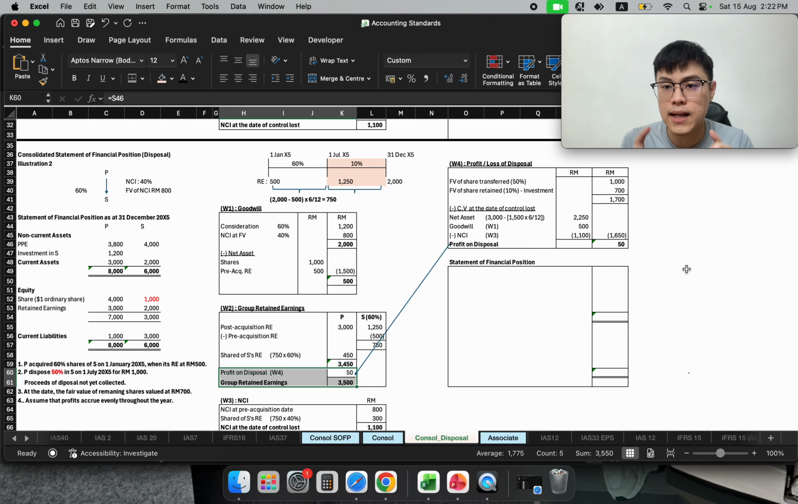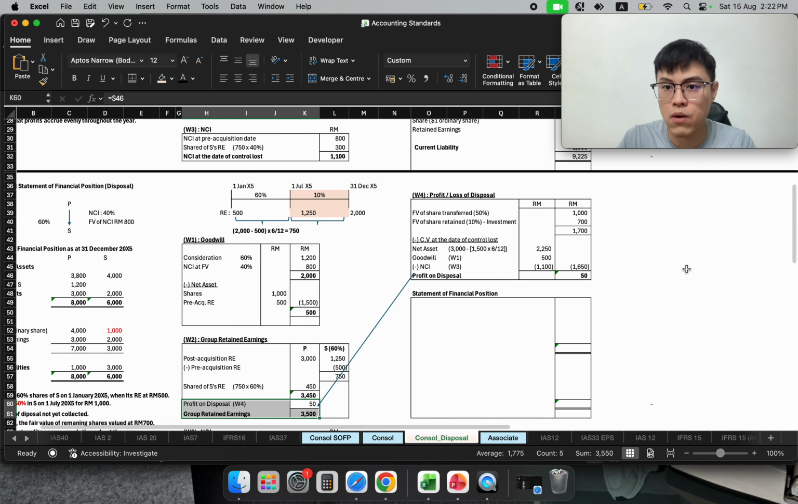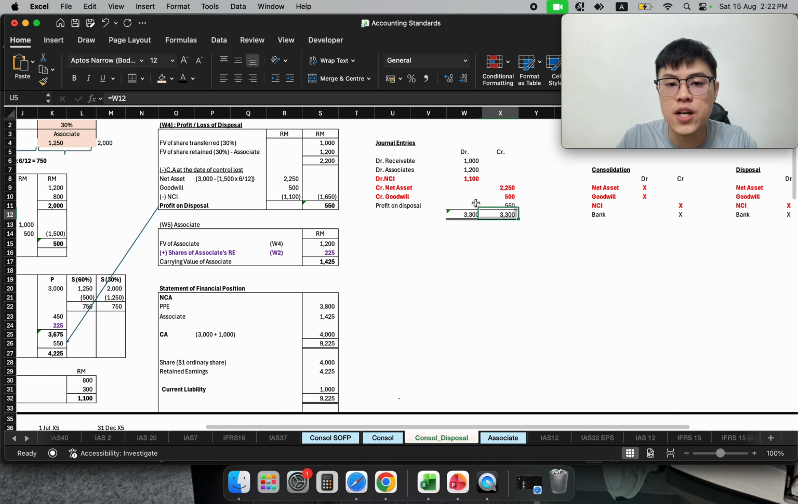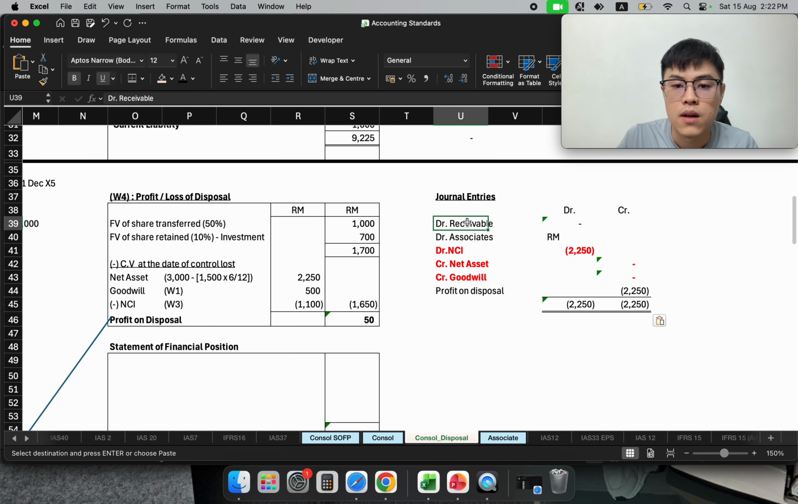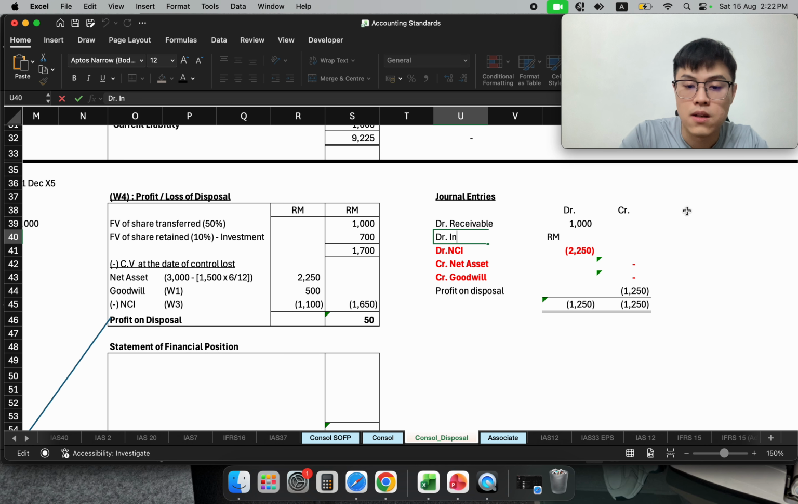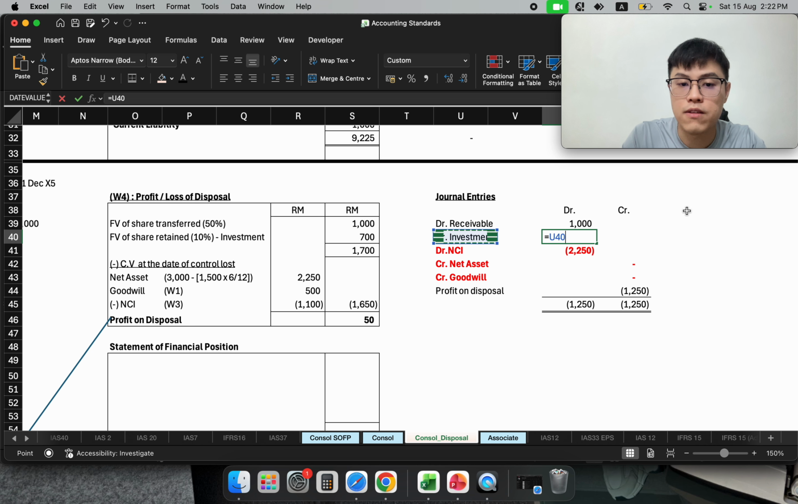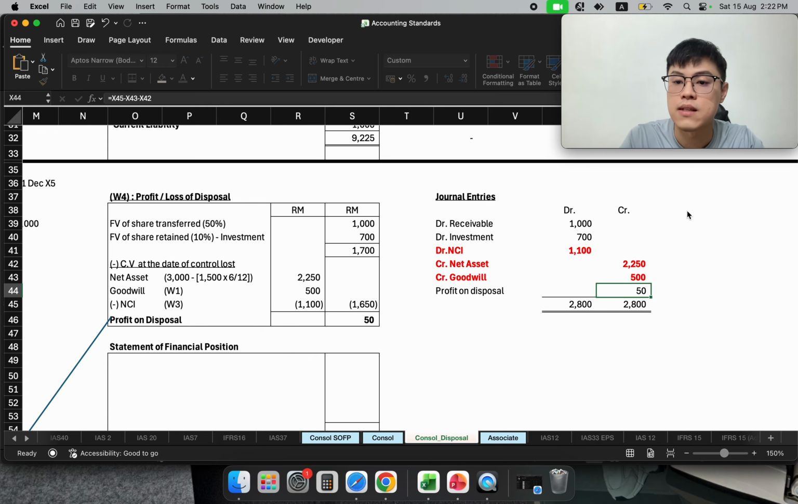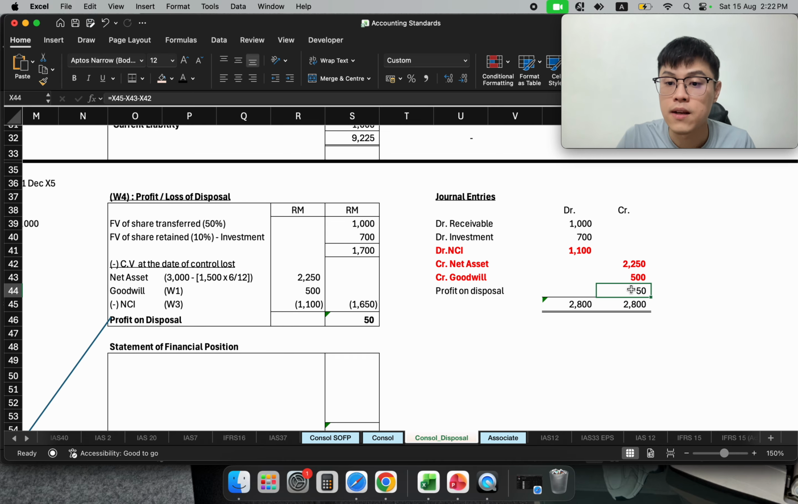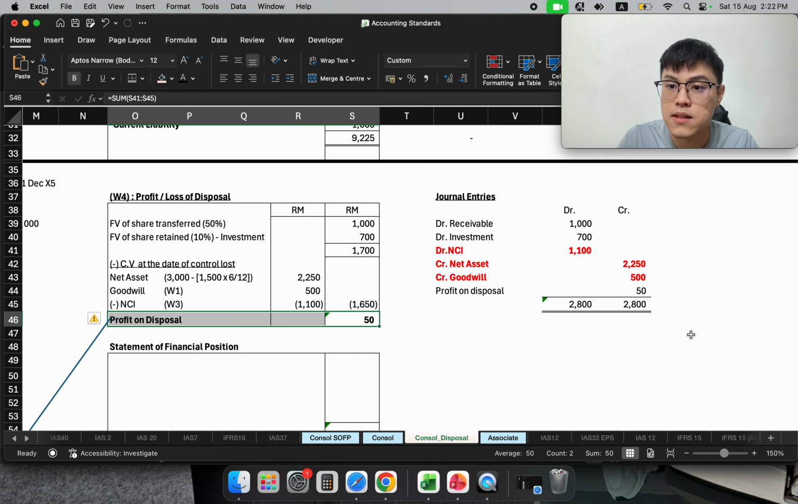Can you see? Exactly the same method like what we did just now. So if you were to present this journal entry, same things. What am I going to do? I'm going to debit receivable, as per question they say haven't collected. So now it's not associate, now it's an IFRS 9 investment. So we call it investment. The value is 700. And my NCI will be derecognized at 1,100. Net asset derecognized. And goodwill derecognized. So my profit, $50. Same things.